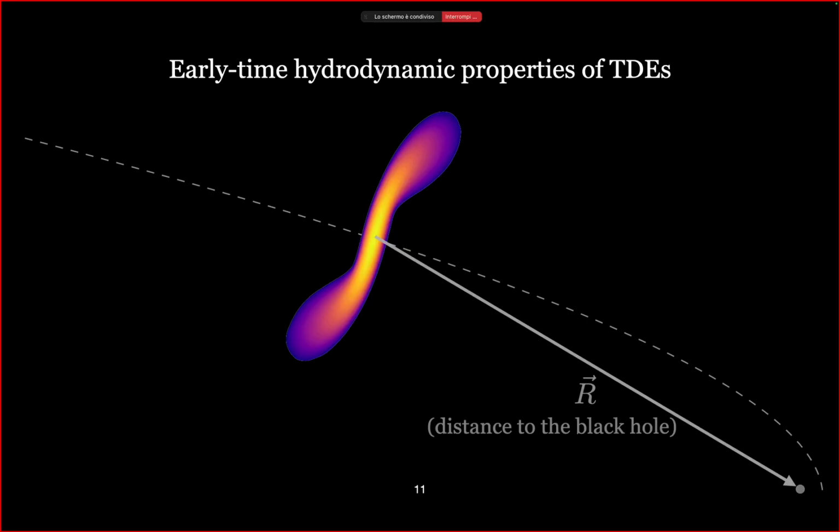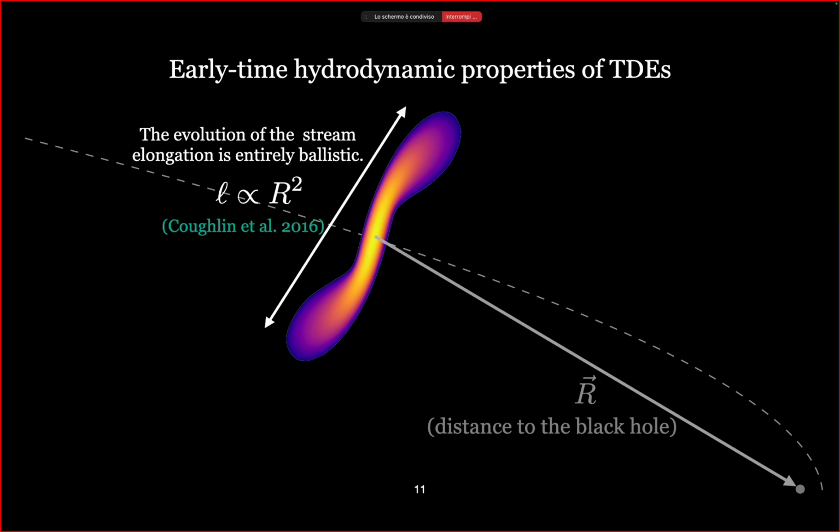Before talking in detail about what magnetic fields do during a TDE, I will give a very quick summary of what we know about the hydrodynamics, which, as I was saying, is quite well understood. As the stream moves away from the black hole, the elongation grows like the distance to the black hole squared. And this scaling is due to the tidal force exerted by the black hole.